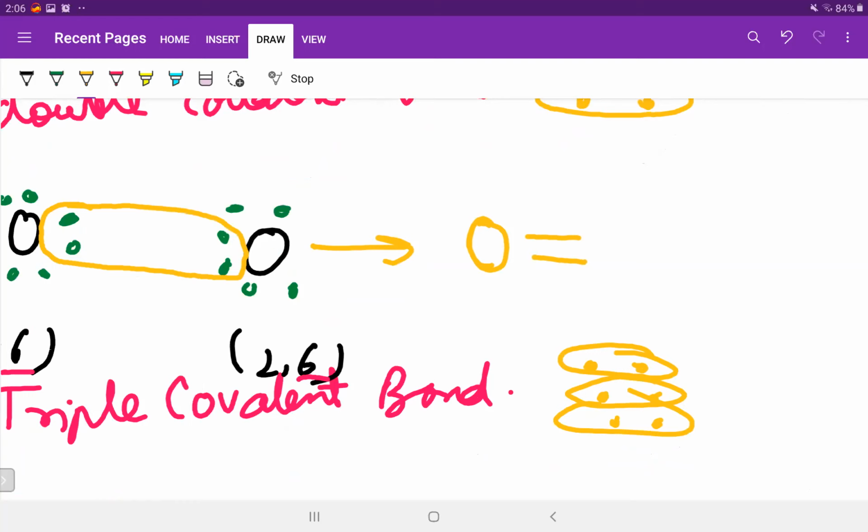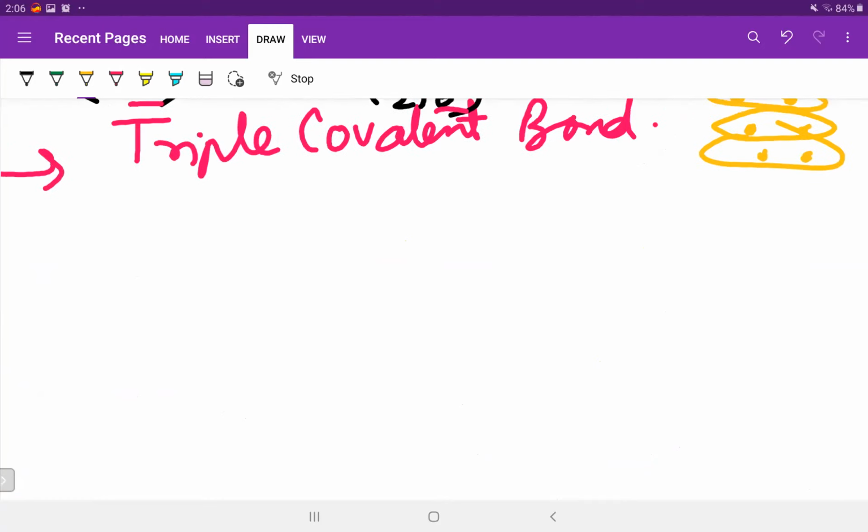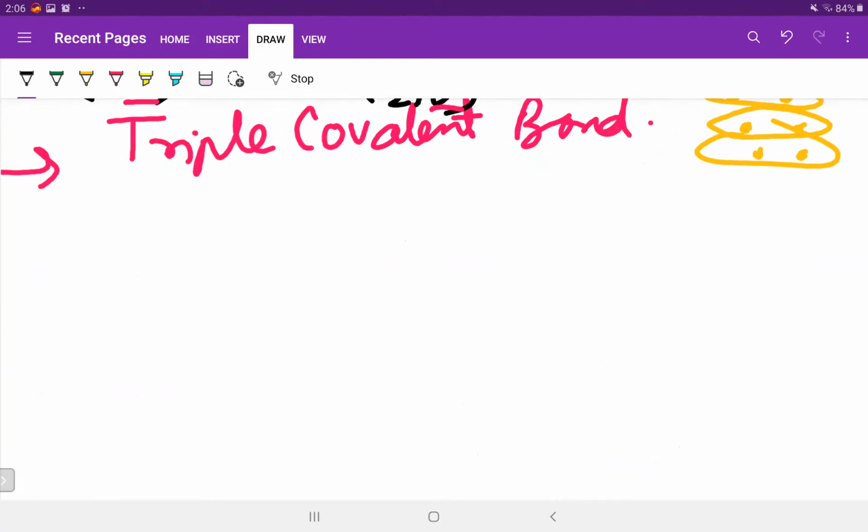So we can just write it as O double bond O. Here 2 sticks will be made, 2 strands. So O double bond O, or we can write it as O2 molecule. Clear? Let's move on to the triple covalent bond. In this, 3 covalent bonds will be there.